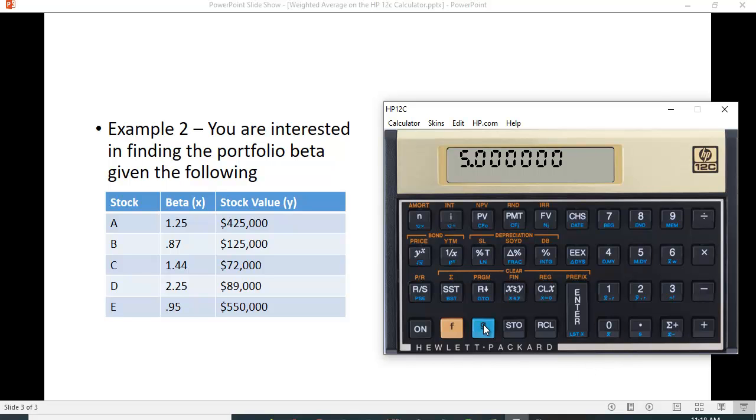And then again, let's just calculate this. And we get 1.1629 or 1.163, however you want to round this off. So what it did is it added all of these up and then created each one of the weights and then did the multiplication and did the addition. So it's quite a bit faster, quite a bit easier to do this calculation using the function here for calculating weighted mean in this HP 12C calculator.